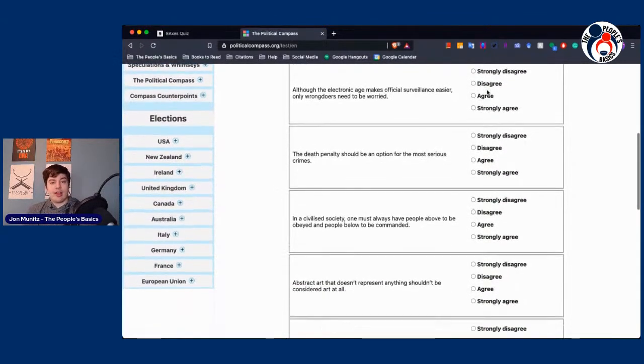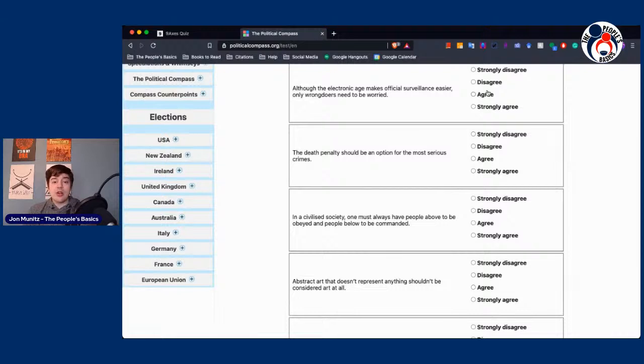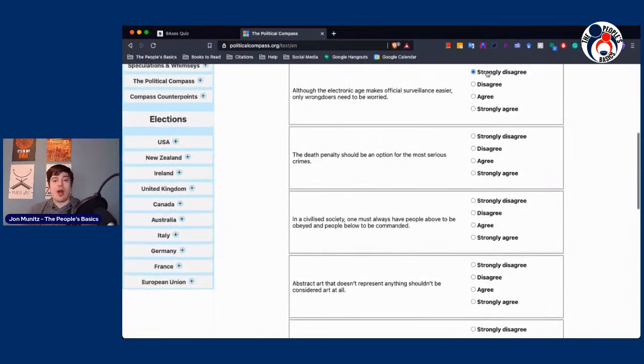Next, although the electronic age makes official surveillance easier, only wrongdoers need to be worried. Strongly disagree. This has been used as a measure to, frankly, go after a lot of protesters. This is frankly why they tell you when you go to these protests to show up in masks, because they don't want you to be tracked down for simply showing up to protest.